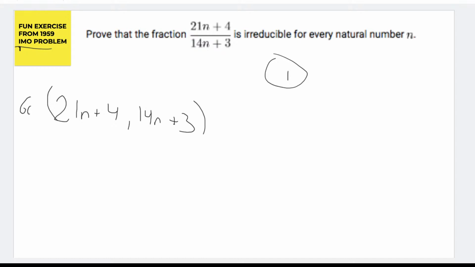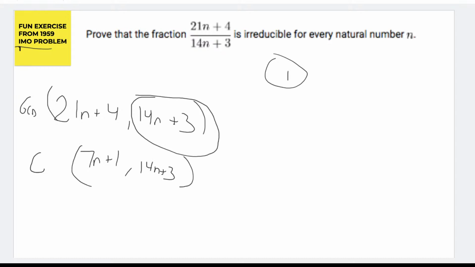So now we take the smaller term and subtract it from the bigger term. In that case, 21n plus 4 minus 14n plus 3, we get 7n plus 1. And then we take the smaller term from the top, and 14n plus 3. So now we want to find the GCD of these two terms. Now we use the Euclidean algorithm again, and you subtract the smaller term from the bigger term. Clearly 7n plus 1 is smaller. So you subtract this, and you get 7n plus 2 and 7n plus 1.